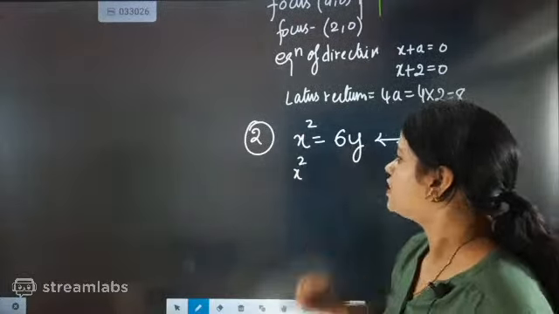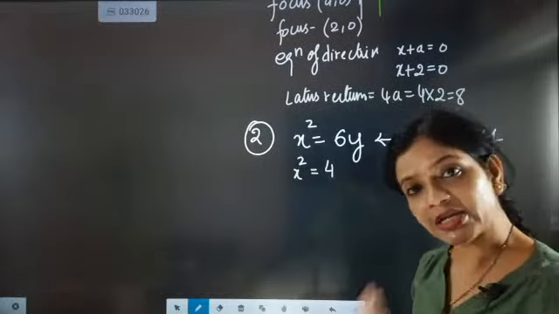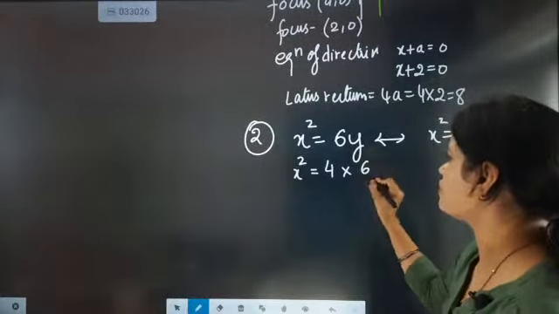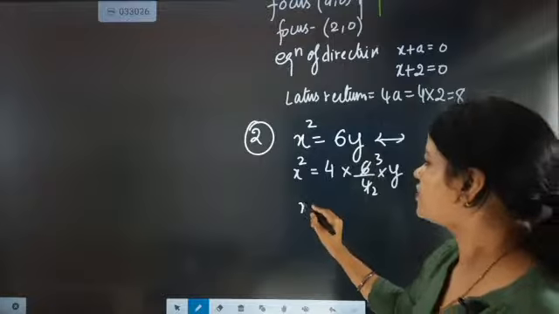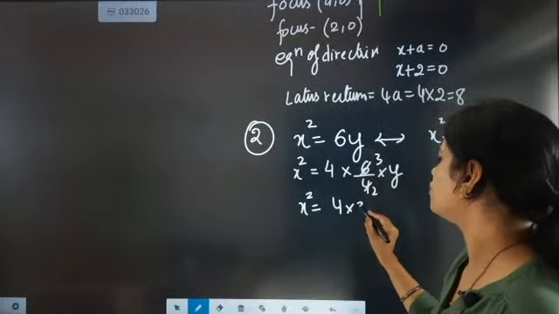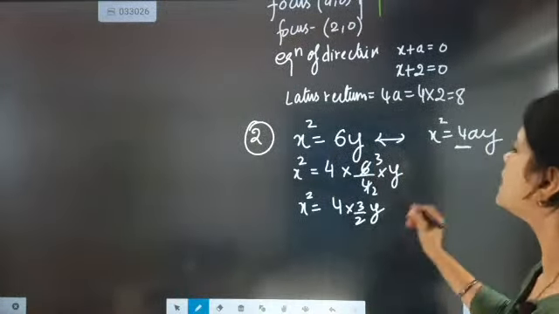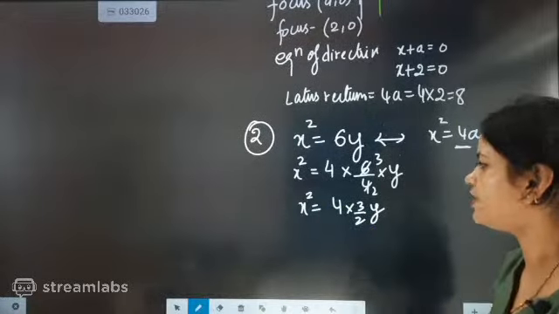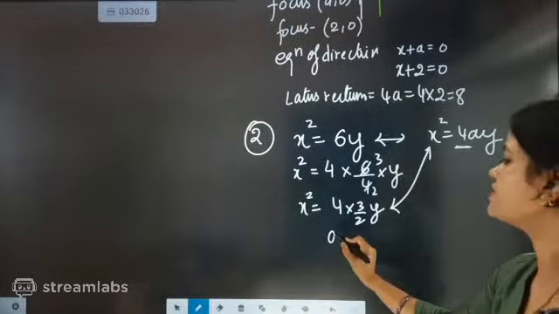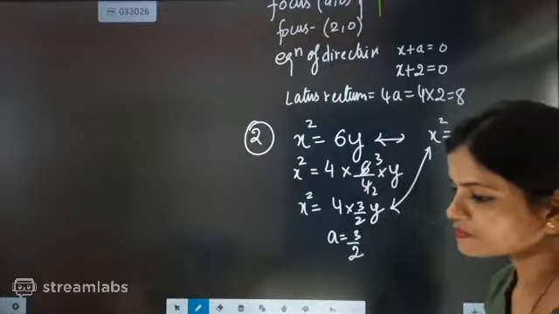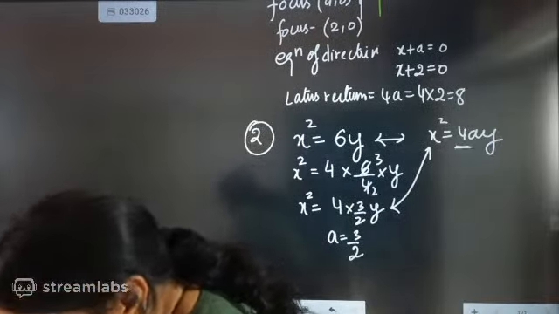For this what will we do? We will write x square as it is. Now we will write 4 here. If we have multiplied by 4, then we are going to divide by 4 also. So this one will become 3 by 2. Now your equation is coming as x square equal to 4 into 3 by 2 y. If we compare it with the standard equation, a is exactly coming to be 3 by 2. Absolutely correct.